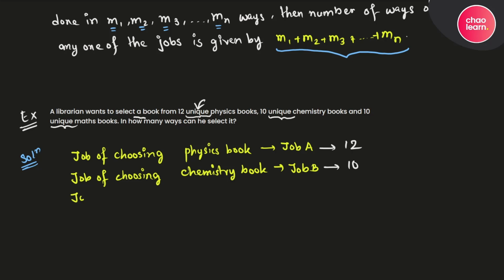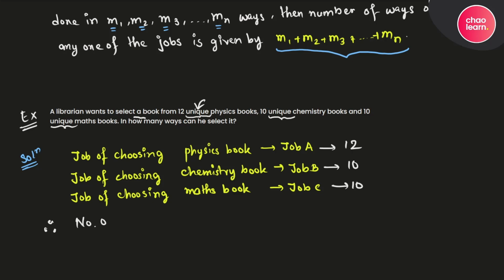Also, another job is the job of choosing a maths book. Let's name it as job C. And in how many ways could it be performed? It could be performed in 10 ways, since there are 10 unique maths books, right? So now we can write over here the number of ways of choosing a book. So the librarian has to choose a single book, right?